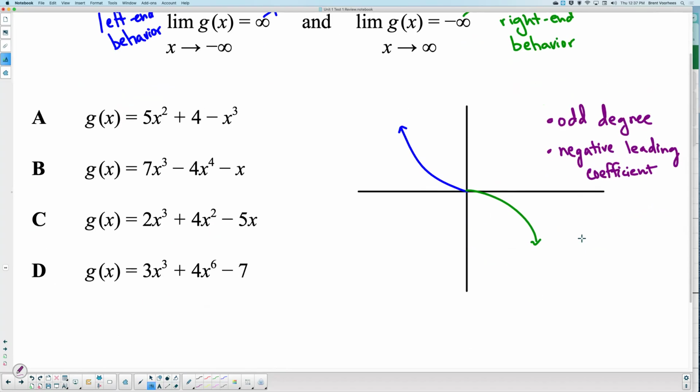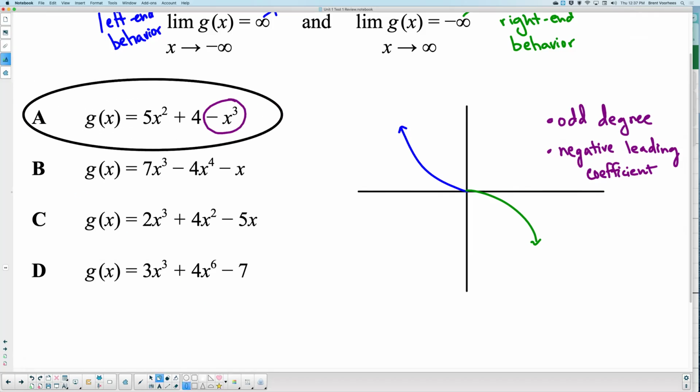All right, let's go through them again. Answer choice A. What's my degree, or what's my leading term? Negative x cubed. Good or bad? Good. That's the answer. That was quick. What's the problem on B? Even degree. That's the problem here. This is an even degree.